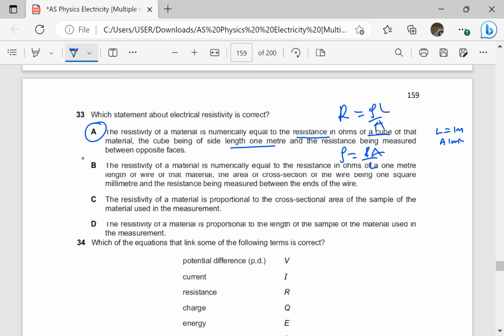Resistance in ohms, cube being of side 1 meter, it means the area is 1 meter squared.